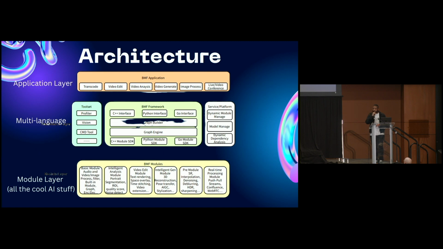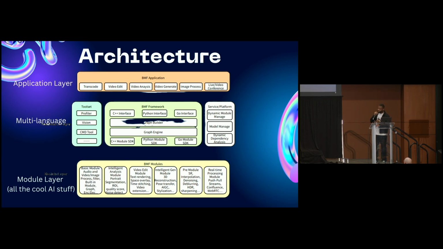But before that, let's go over some of the architectures behind BMF. We have our application layer, our multi-language layer, and then also the module layer where all the AI stuff happens. What sets BMF apart is that its modular architecture allows for flexible and scalable video processing, and this framework processes hundreds of millions, and nowadays over 2 billion videos a day, proving its efficiency in terms of functionality and capability. The performance is honestly amazing, and we have a lot of great contributors.